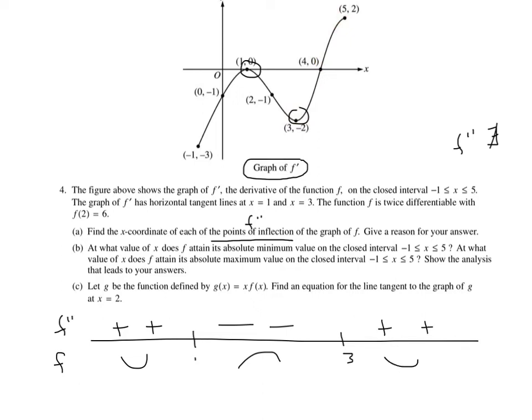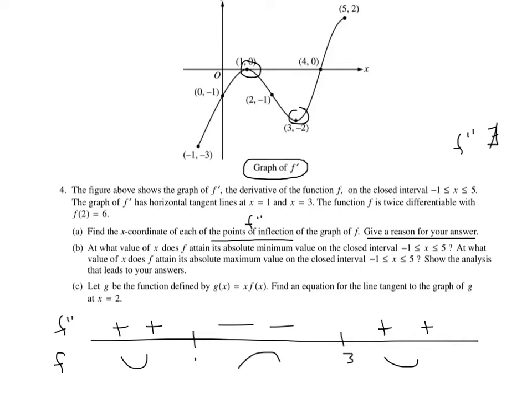So what do we got here? Again, we've got to focus on the reason and justifying our answer. We're going to say that f has a point of inflection at x equals 1 and x equals 3 because f double prime changed signs.